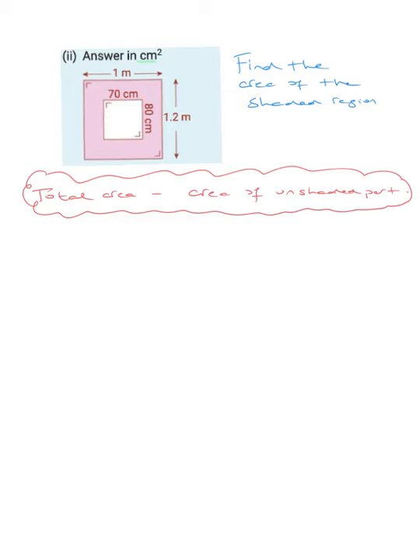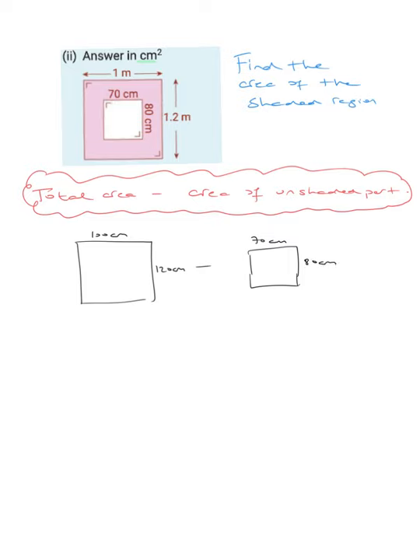So we get the area of the total shape first of all, and then we must minus the area of the unshaded part. Now we want them all in centimetres. So this guy up here is 1 metre, and then the breadth is 1.2 metres. This would give me 100 centimetres and 120 centimetres. And then we have the 70 centimetres and the 80 centimetres here.